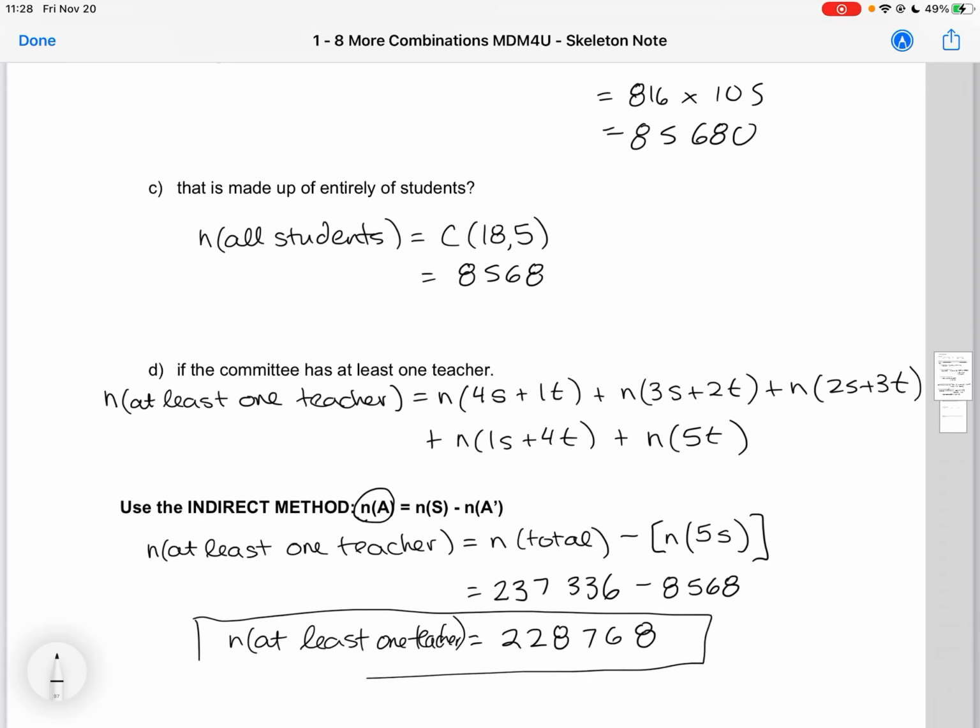So it's not wrong to do it the other way by adding up all the possibilities like I did here. It is more work that you have to figure out. If you want to test it, you can figure out the number using this method 1 up here and compare it to the answer where we have at least one teacher.